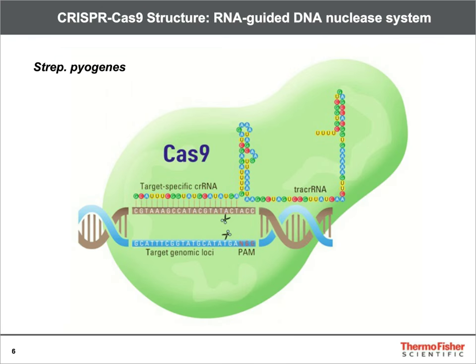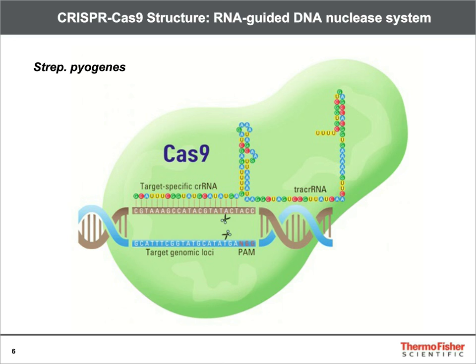So let's take a closer look at the CRISPR-Cas9 technology. The technology that we use is based off of the Streptococcus pyogenes CRISPR-Cas system. In bacteria, this particular system confers resistance against exogenous pieces of DNA, like, for example, viral DNA or plasmid DNA. This system has been leveraged by scientists to perform genome editing in a wide variety of organisms, including zebrafish, drosophila, and more complex systems like humans and mouse.